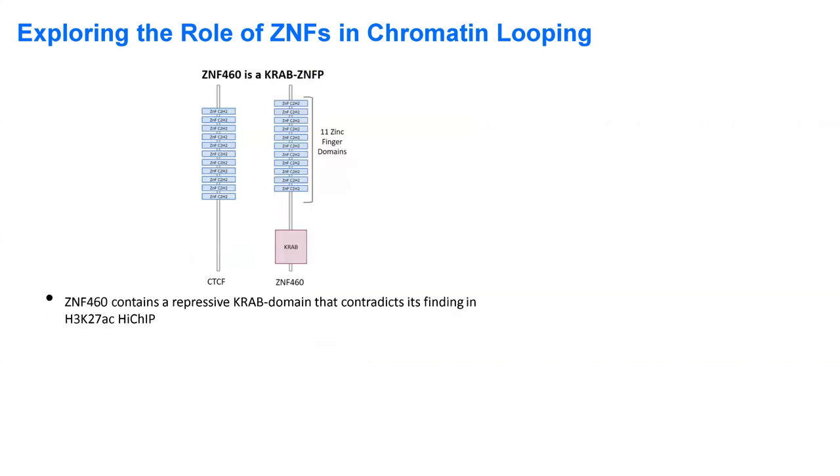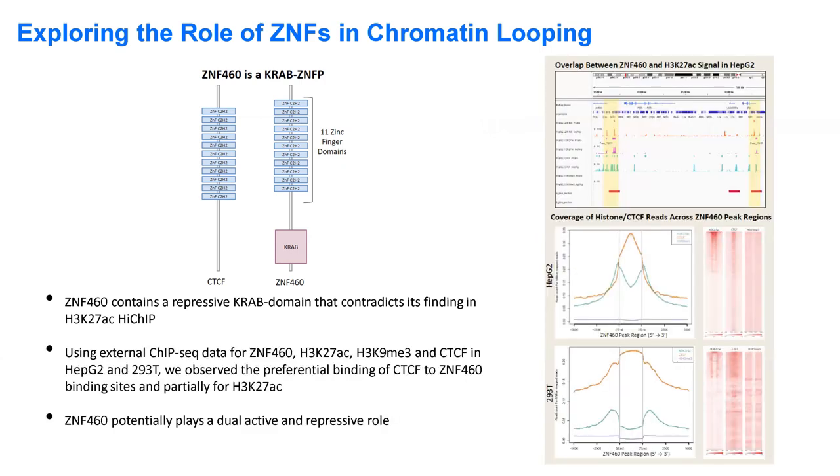However, as ZNF460 is a KRAB zinc finger protein, the KRAB domain being well established as a repressive domain, we found it surprising to see such strong enrichment of ZNF460 in H3K27ac HiChIP loop anchors. To further confirm our findings, we collected external ZNF460 ChIP-seq in HepG2 and 293T cell lines and examined the overlap of CTCF, H3K27ac, and H3K9me3 ChIP-seq signal with ZNF460 signal. At 2 loci in HepG2 cells, we indeed see overlap between ZNF460 and H3K27ac signal, as well as CTCF.